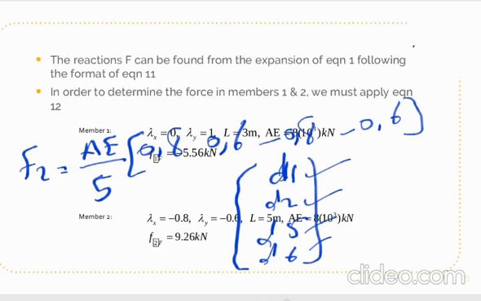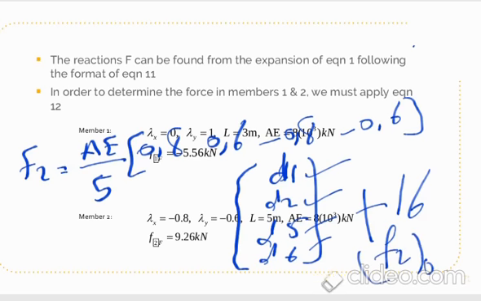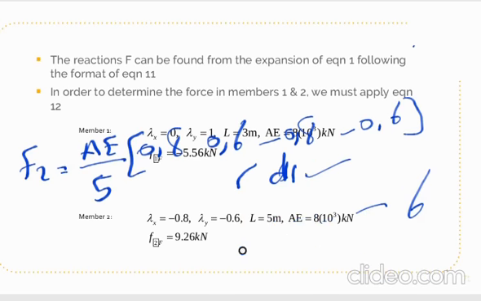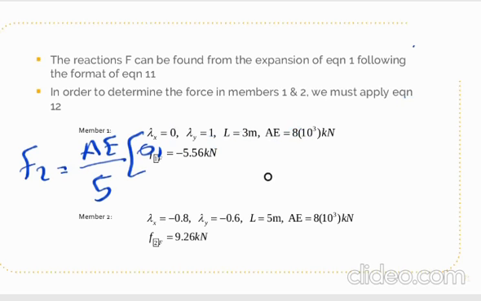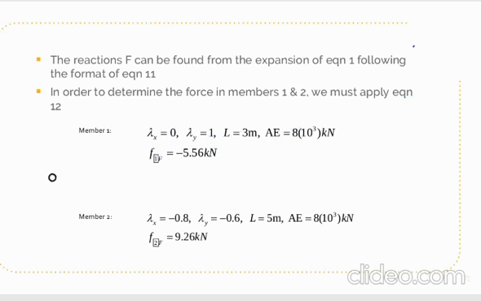Okay, plus 16. This is the F2 node. Okay, and calculate it. You will find 9.26 kilonewton. This is tension.